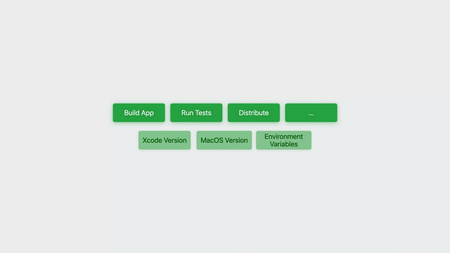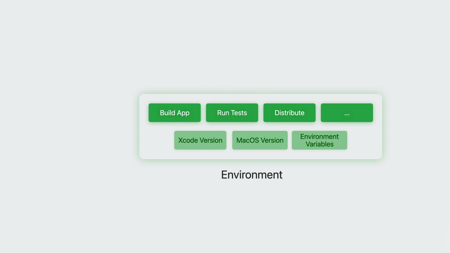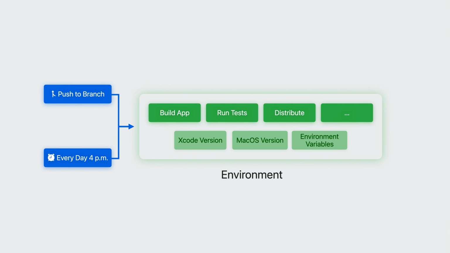The where is the version of Xcode and the version of macOS you want to use, plus any other configuration, such as environment variables. Together, they form the environment you want your workflow to run in. Finally, the when is when do you want these actions to happen. Do you want it to start when you're pushing code to a specific branch, or say every day at 4 p.m.? Defining one or more start conditions sets the criteria for when you want a workflow to run. Great. With that now fresh in our memory, let's apply the what, where, and when to our solo developer situation.